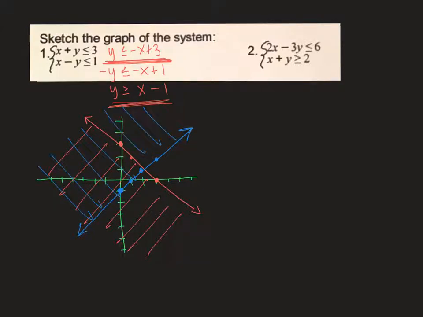So I would shade in the direction of that point so they overlap in this area right here. So that little section to the left of my graph is going to be where all of my solutions are.